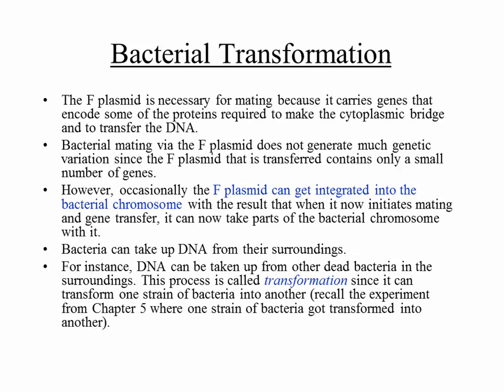However, occasionally, the fertility plasmid could get integrated into the bacterial chromosome, with the result that when it now initiates mating with gene transfer, it can take parts of the bacterial chromosome with it. Then later on, when the plasmid extracts itself, it could take away some of the bacterial DNA. Now when the plasmid goes and infects a recipient, it could transfer the original bacterial DNA. So there could be a lot of genetic variation because of that.